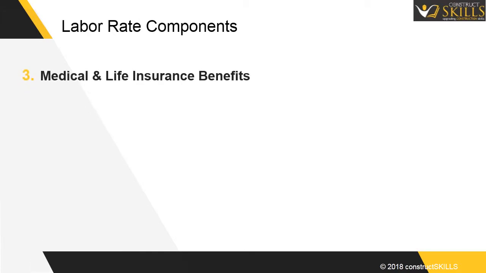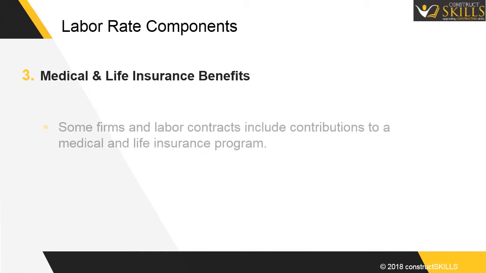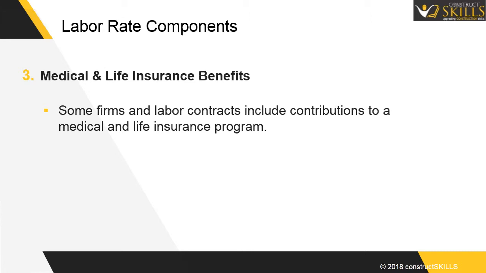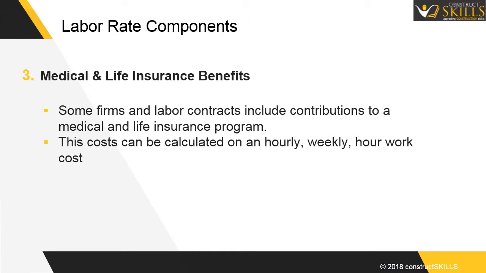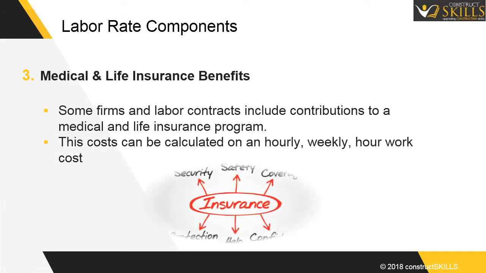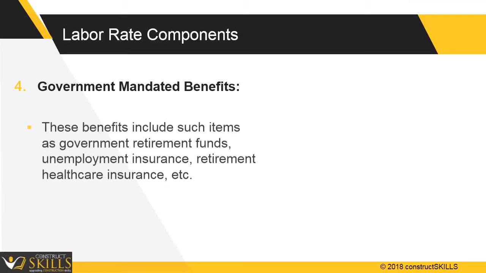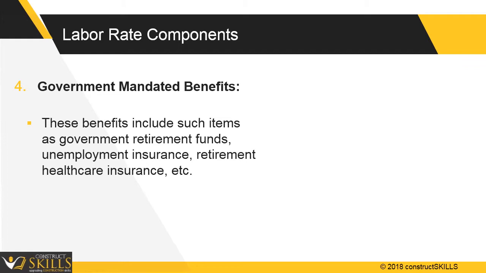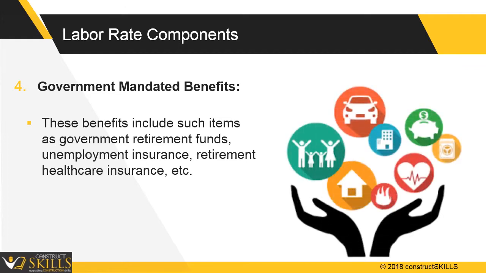Medical and life insurance benefits. It is when some firms and labor contracts include contributions to a medical and life insurance program. These costs can be calculated on an hourly, weekly, or monthly basis. Government-mandated benefits. These benefits include such items as government retirement funds, unemployment insurance, and retirement healthcare insurance.